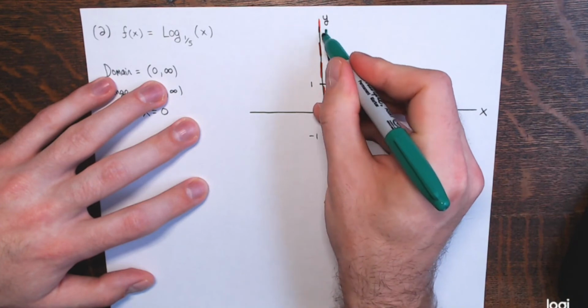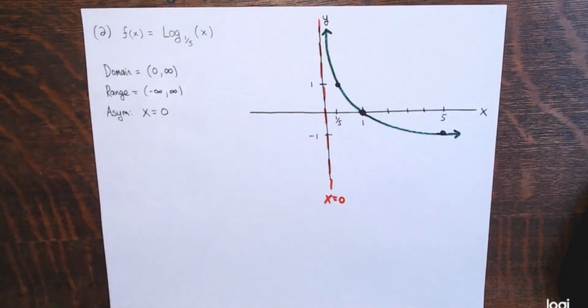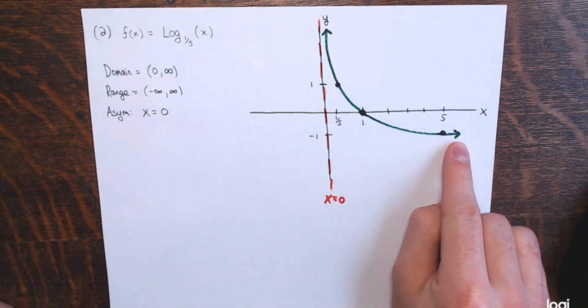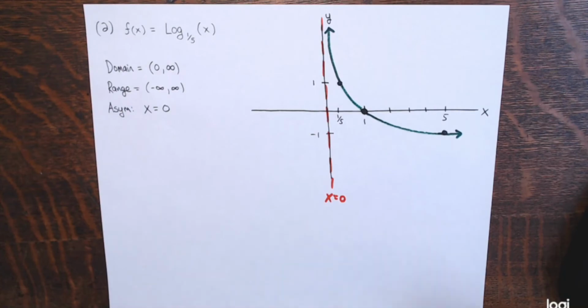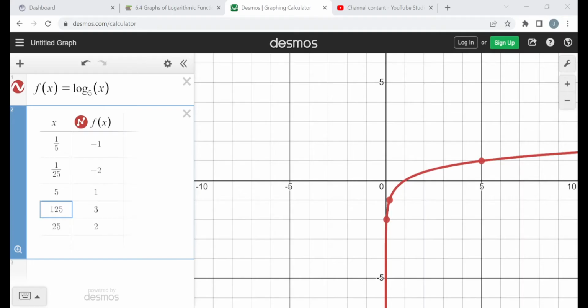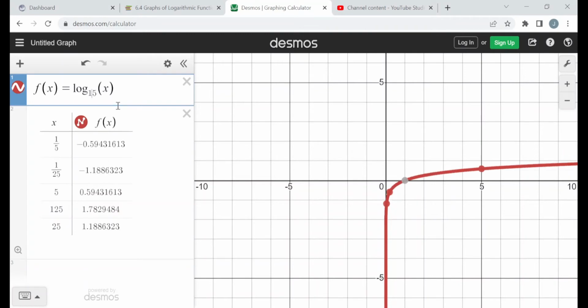Approaching the asymptote, but not actually touching it. Right? Something like that. And again, this is going down forever, but just very, very slowly. And once again, better picture on Desmos. Just change this base 5 to a base of 1/5.